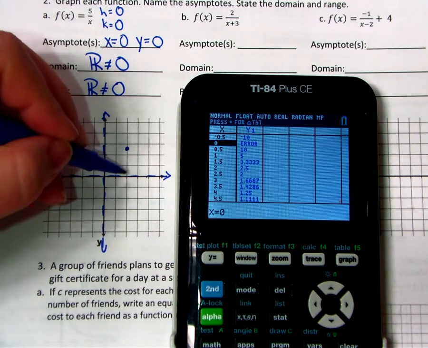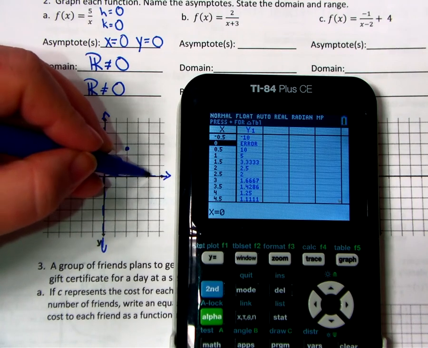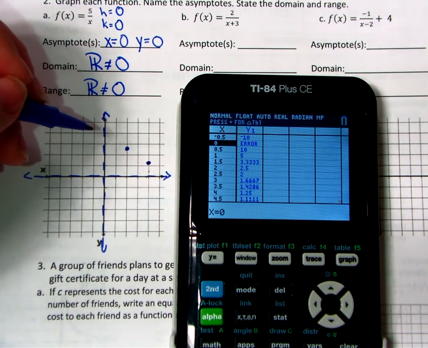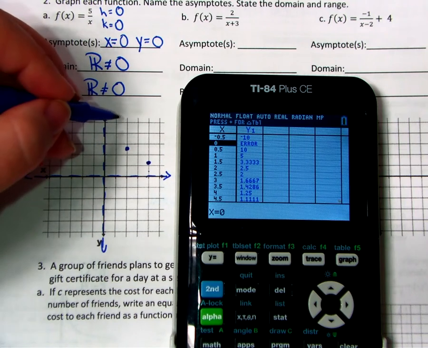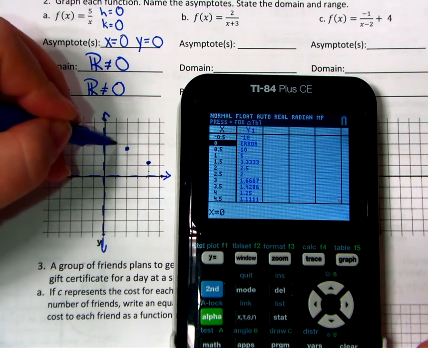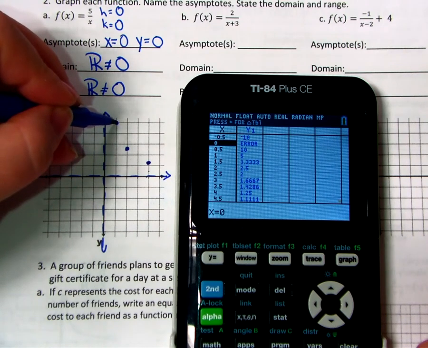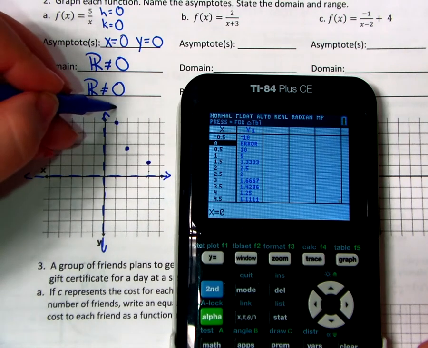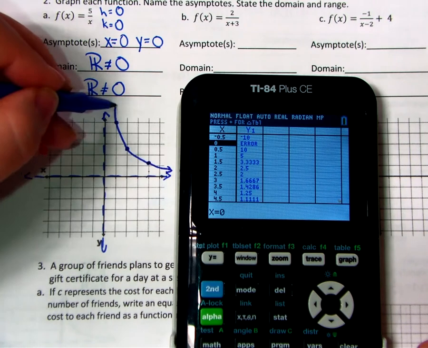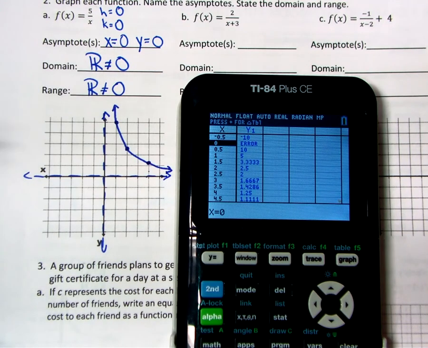And then we've got one at 4 and 1.25. And we know that the branches are going to go along but never touch or cross our asymptotes. So be very careful that you never actually touch or cross the asymptote when you're drawing them.